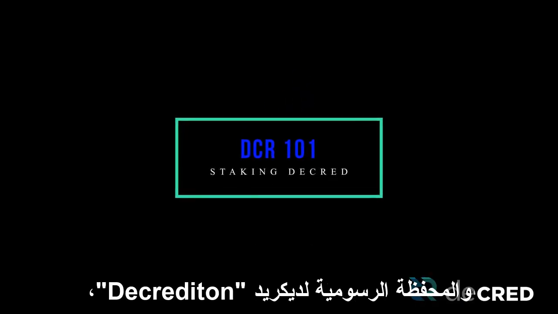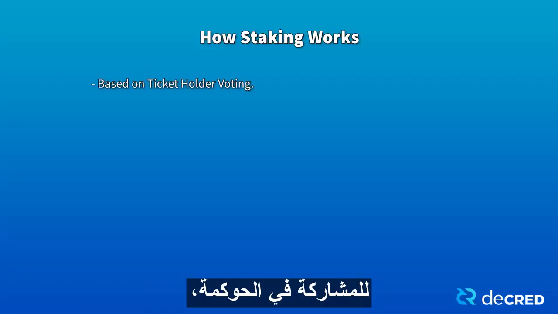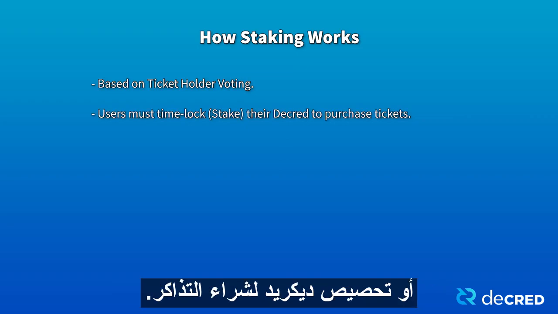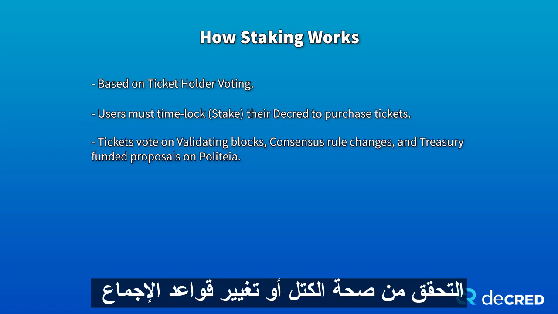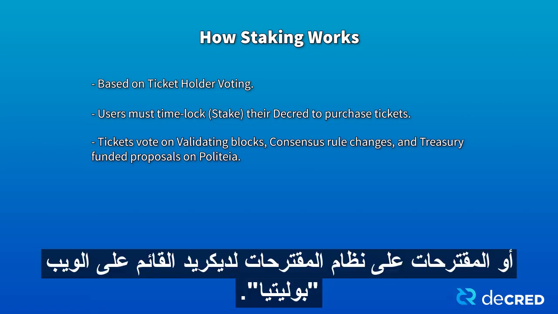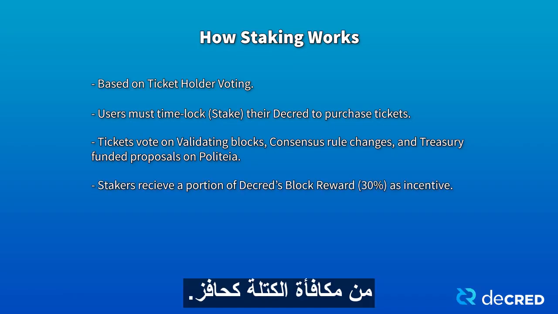In this tutorial, I'll show you how easy and quick it is to stake Decred in Decred's graphical wallet, Decrediton. Decred's governance is based on the principle of ticket holder voting. To participate in governance, users must time lock or stake Decred to purchase tickets. Tickets can then be used to vote on validating blocks, consensus rule changes, or proposals in Decred's web-based proposal system Politeia. Users who participate in this system receive a portion of the block reward as incentive.